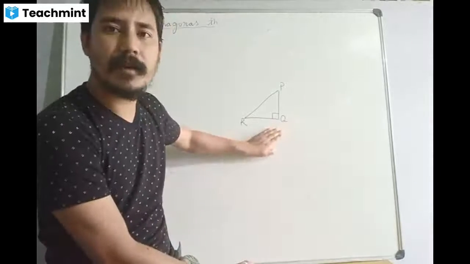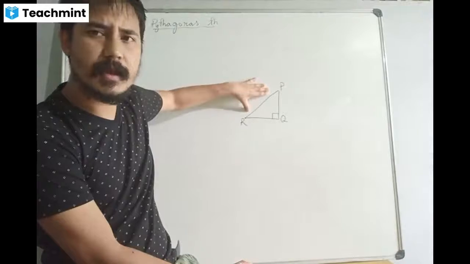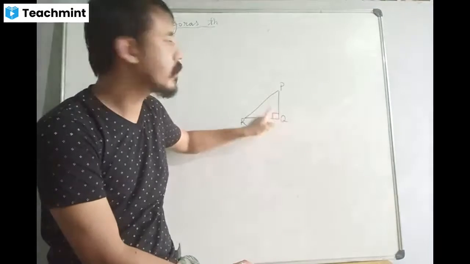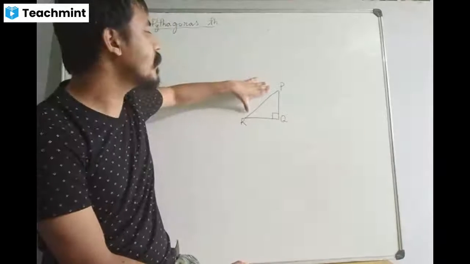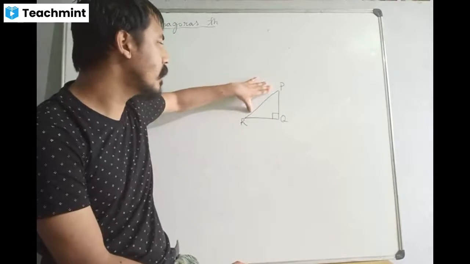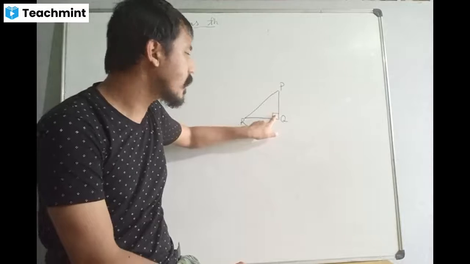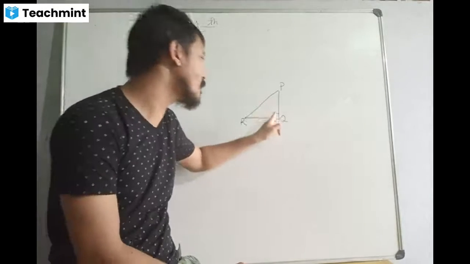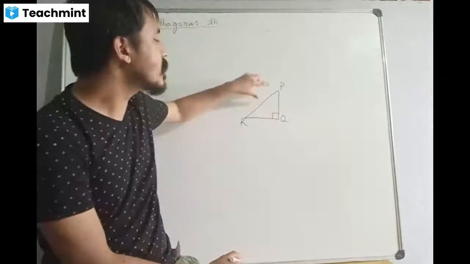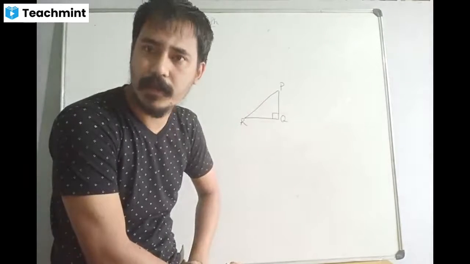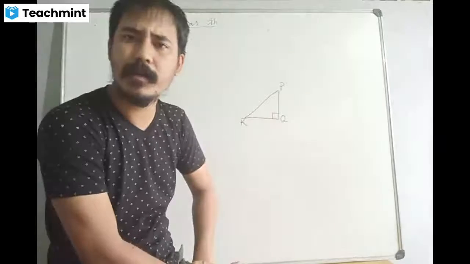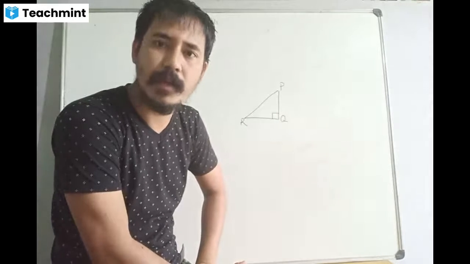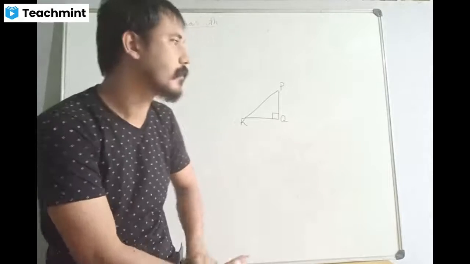So look at this figure. Here the side PR is opposite to your right angle. This is your right angle. So this PR will be known as the longest side. And there is a name for the longest side. We call it hypotenuse.